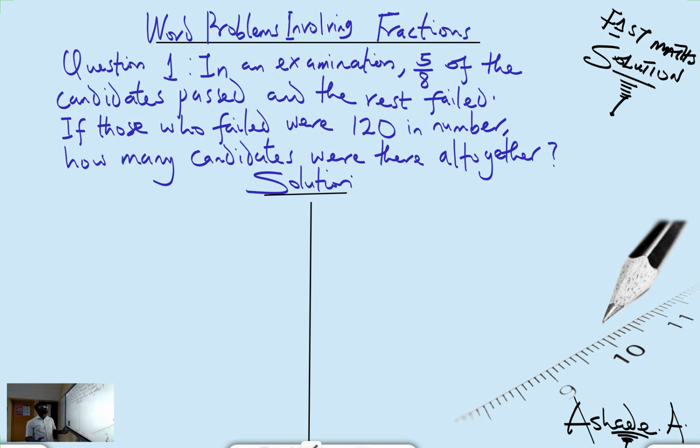Some may tell you, okay, let this be X. For a question like this, in an examination, 5/8 of the candidates passed and the rest failed. Now, if those who failed were 120 in number, how many candidates were there altogether? How many candidates wrote the exam?